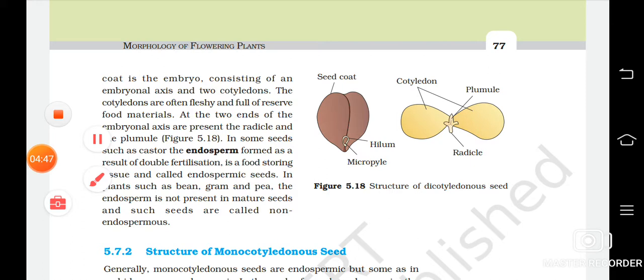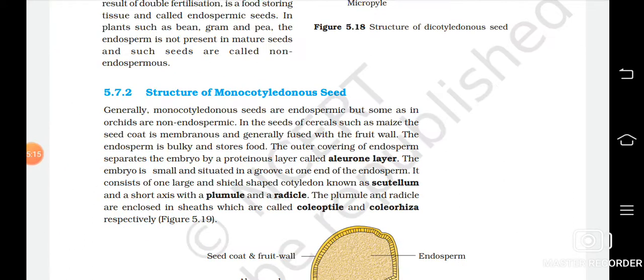Endospermic means if the seeds are retaining the endosperm. What is endosperm? Actually, it is formed by the double fertilization. We learned, in angiosperms, the characteristic feature is double fertilization, which means fertilization happens two times, and the result of one of the fertilizations is the endosperm. It is acting as the nutritive tissue. Is it clear? If the endosperm is left out, then that type of seeds are known as endospermous seeds.